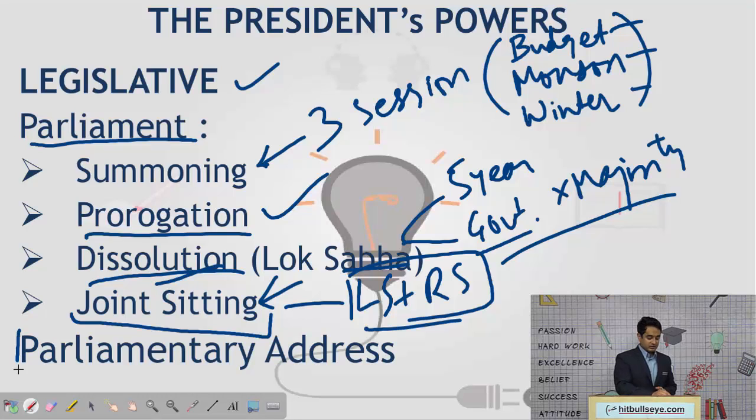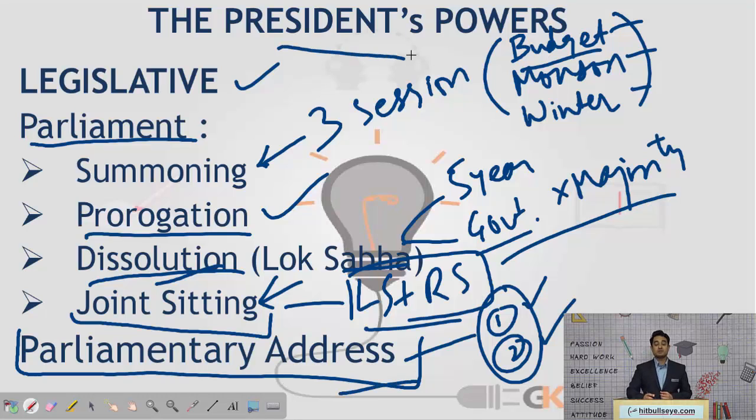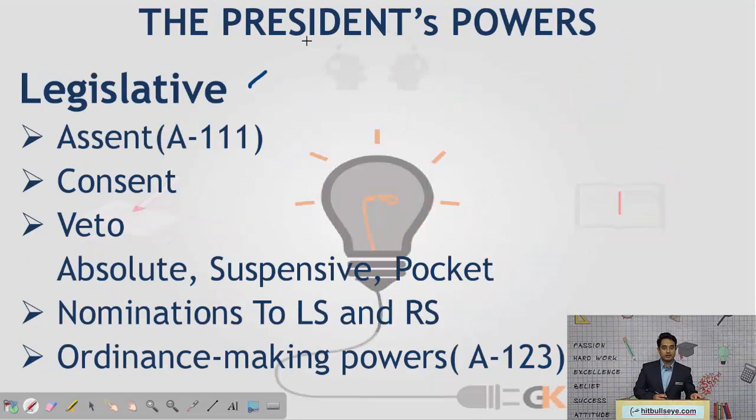an act can be taken up during this joint sitting. Besides this, there is the parliament address: first, at the first sitting of the newly formed Lok Sabha, and secondly, at the first sitting of every budget session. That is the first day of the first session. So on these 2 days, a parliament address is given by the president, which has to be passed by both the houses. Further, legislative powers of the president also include his assent.